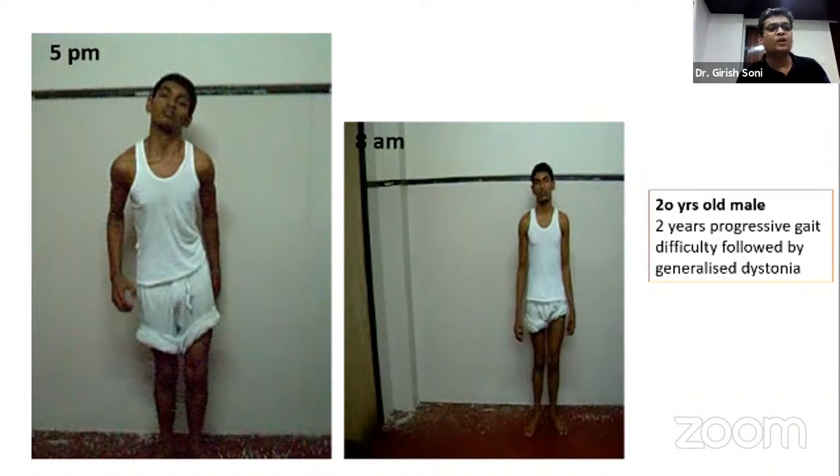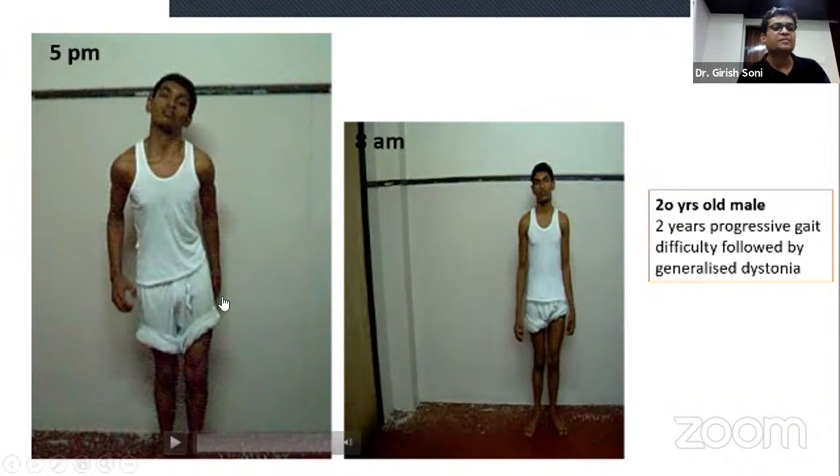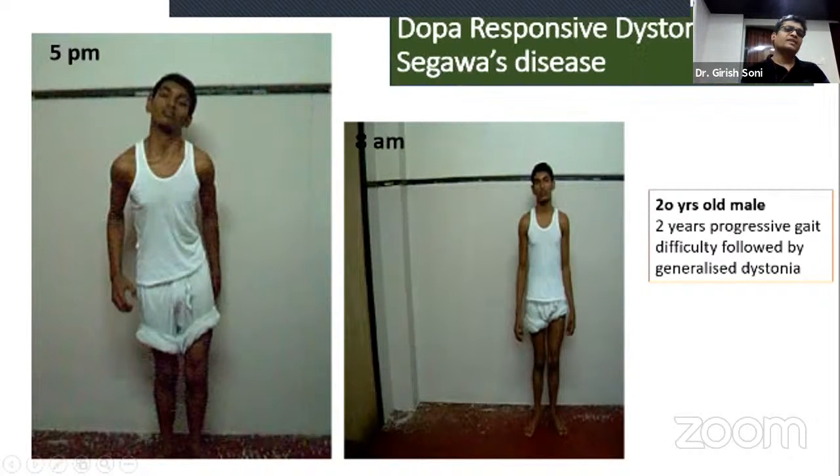As we can easily make out from the video, the patient is very much symptomatic for gait problem, for generalized dystonia in the evening time, and in the morning time after awakening, the disability is much less. So this is characteristic DRD, DYT5, Segawa syndrome, or Dopa-responsive dystonia.